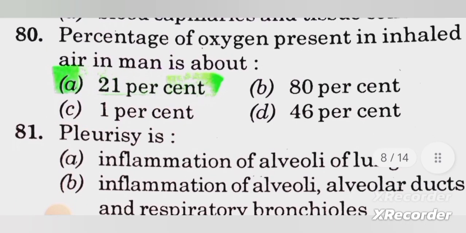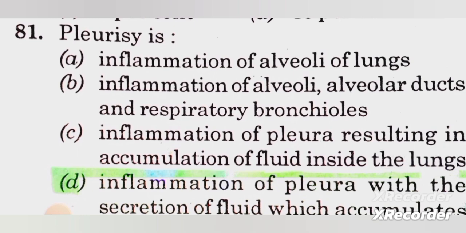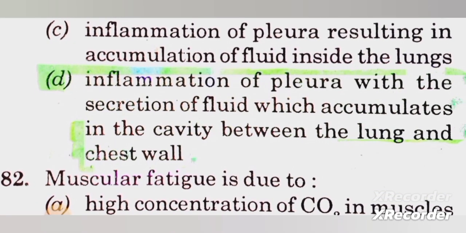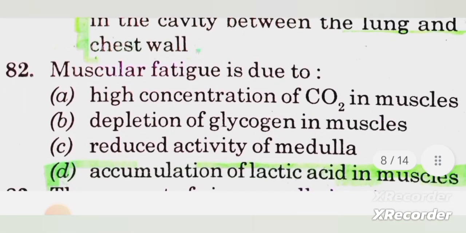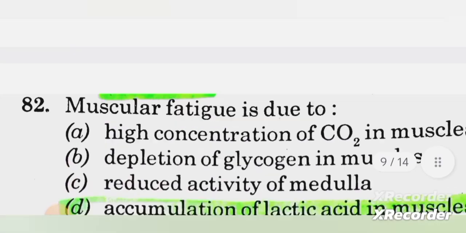Next, 80. Percentage of oxygen present in inhaled air in man is about answer A, 21%. Next, 81. Pleurisy is answer D, inflammation of pleura with the secretion of fluid which accumulates in the cavity between the lungs and chest wall. Next, 82. Muscular fatigue is due to D, accumulation of lactic acid in muscles.